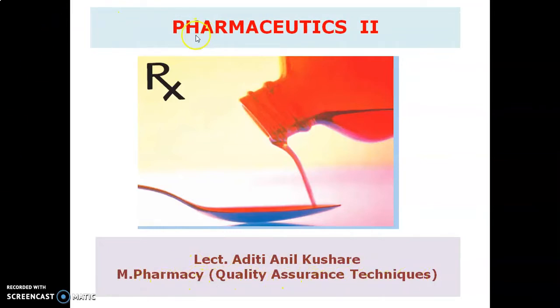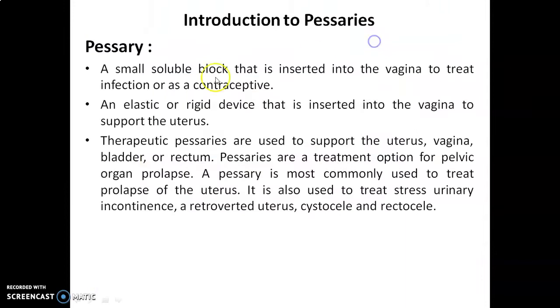Today we are going to discuss the experiments from Pharmaceutics 2. So we will discuss an introduction to Pessaries. A pessary is a small soluble block that is inserted into the vagina to treat infections or as a contraceptive. It is an elastic or rigid device that is inserted into the vagina to support the uterus. Therapeutic pessaries are used to support the uterus, vagina, bladder or rectum.